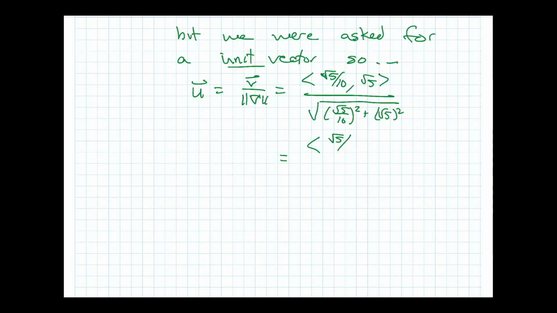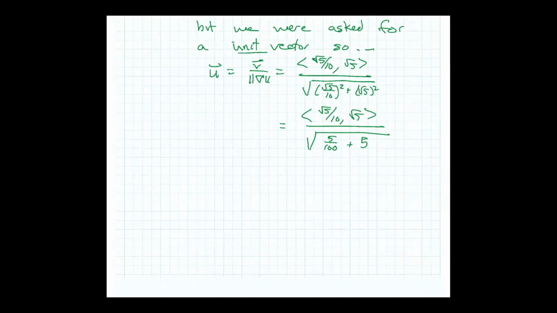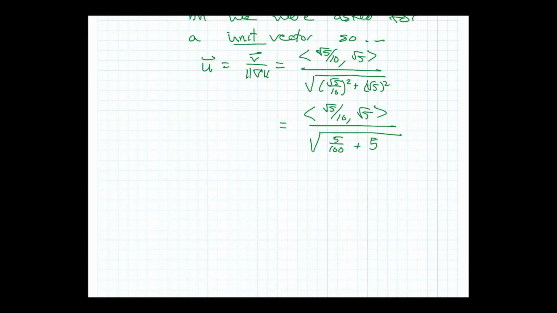So tedious. So we square this. What do we get? We get 5/100. Is that right? Yes, it is. Plus, √5 squared is just 5. Okay. So what is that? 5.05, I guess?